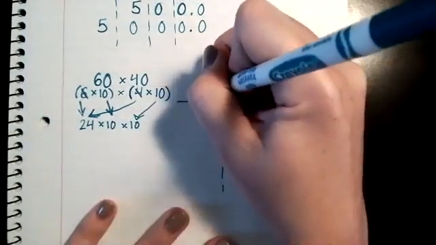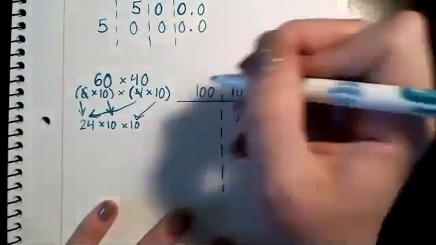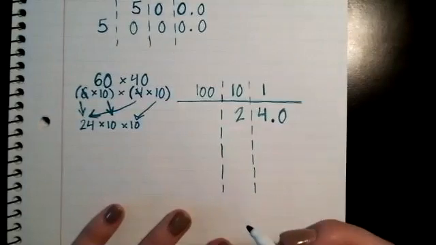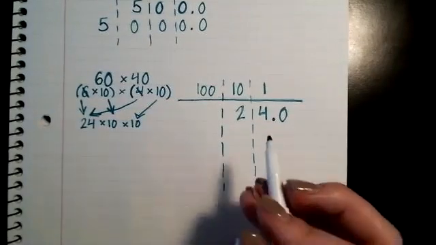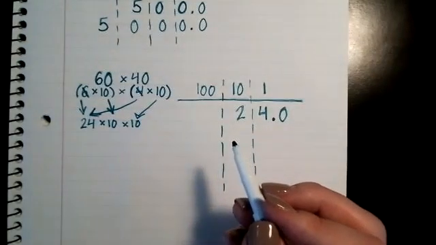I know the next column would be the hundreds column. And then if I need it, I can add in the thousands, but I'm kind of running out of space. So let's just start with the 24.